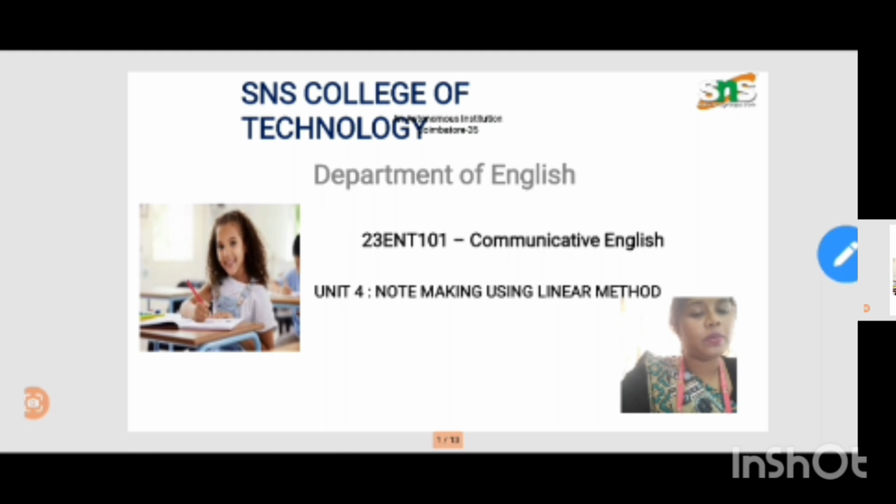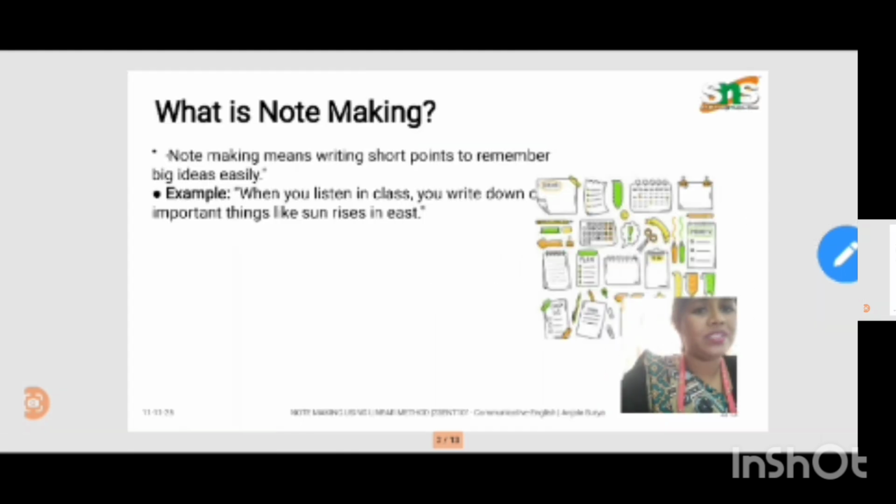Today we are here with a topic from Communicative English, that is note making using linear method. So first of all, we can define what is note making or what is linear method here. Note making is like remembering some points. We all have the habit of taking notes whenever we listen to lectures, seminars, workshops, or any situation, even while attending our meetings, we take notes whenever it is necessary.